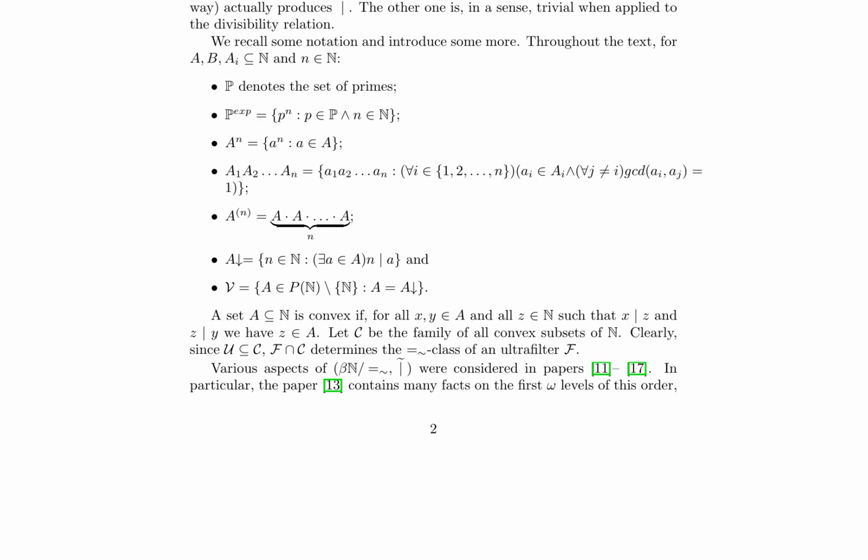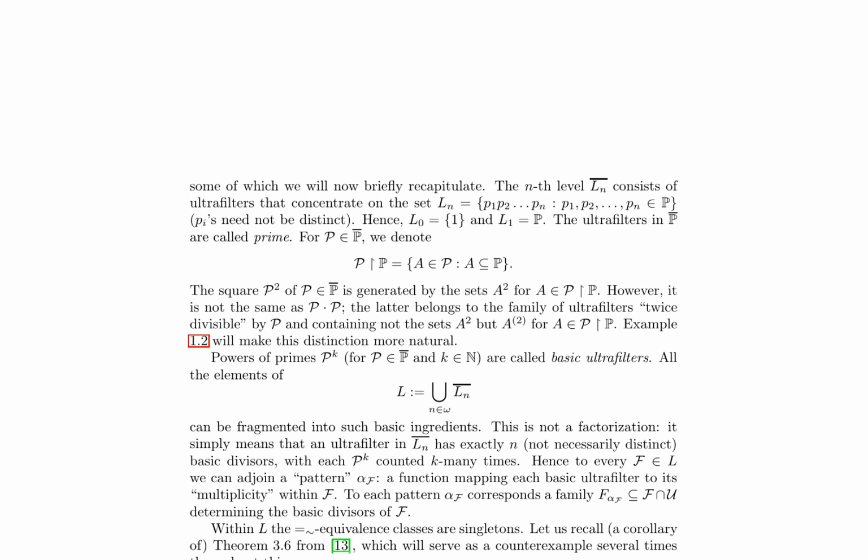The paper highlights that various aspects of βN under this order have been considered in previous papers, including facts on the first omega levels of this order. Ultrafilters, a concept in nonstandard arithmetic, are central to the discussion on their properties and relationships.